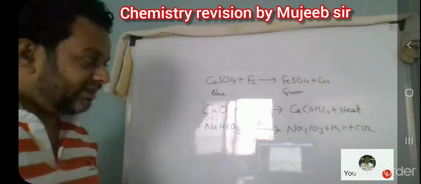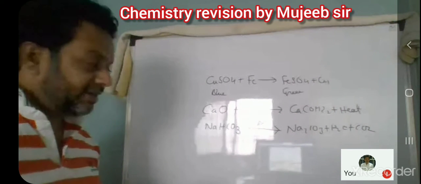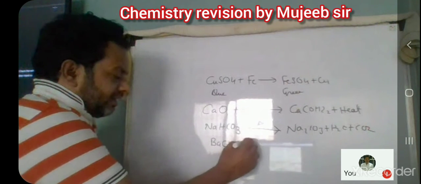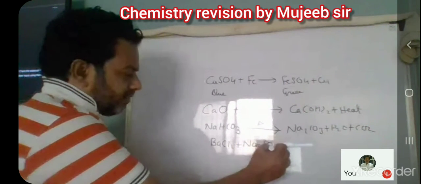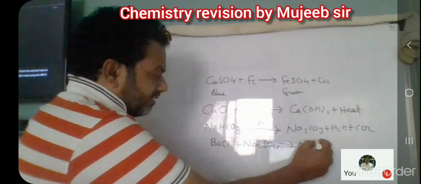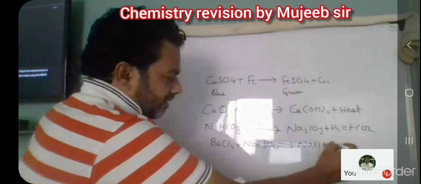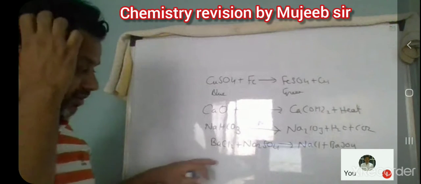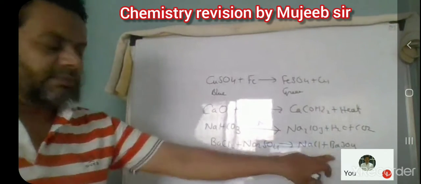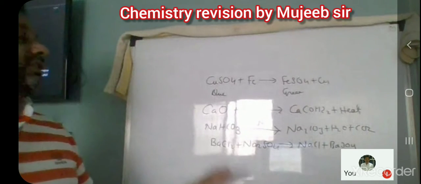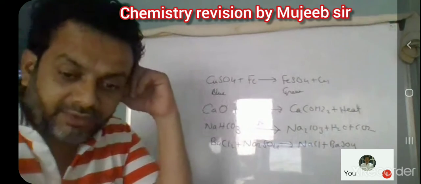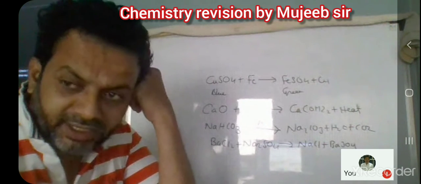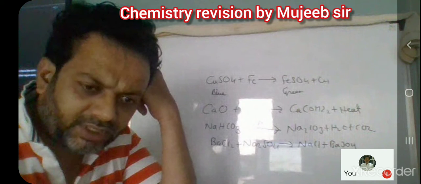So evolution of the gas will take place, or some precipitate will form. For example, BaCl2 plus Na2SO4 will give you NaCl plus BaSO4. In this way, in the chemical reaction, a precipitate will be formed in the form of BaSO4. So in this way, these four observations will help you to understand whether the chemical reaction is taking place or not.